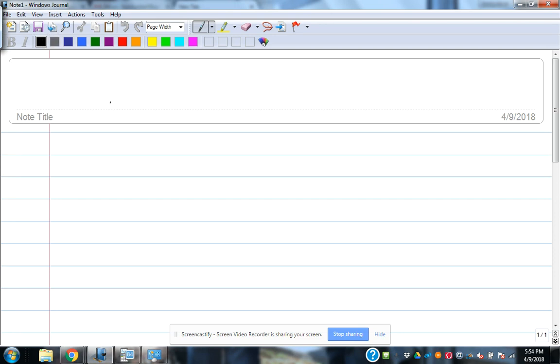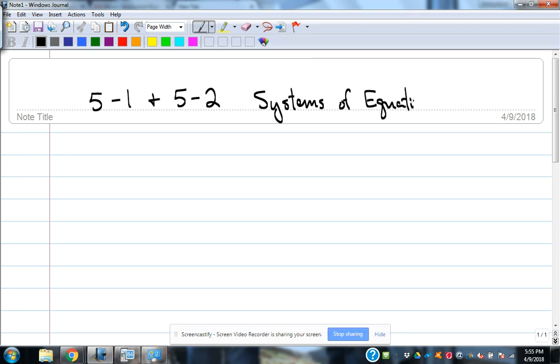All right, first section, or first two sections we're going to do together. 5.1 and 5.2 is systems of equations. With any system of equations, no matter what size it is, if it's a 2-variable system, a 3-variable system, or an 86-variable system, it doesn't matter how big it is, there are only 3 possible outcomes.